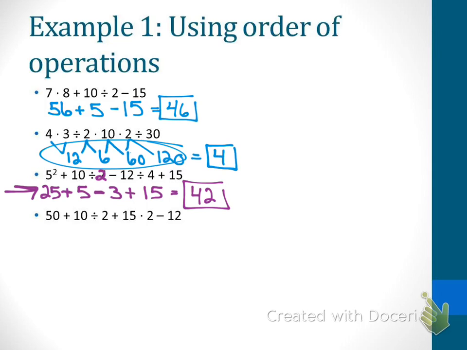Walk me through it. What do I do first? What do I do first, guys? Just tell me. Divide 10 divided by 2 to get 5. 15 times 2 to get 30. Now I fill in the rest. 50 plus 5 plus 30 minus 12. All right, so we have 85 minus 12, which is 73. 73. If you got it wrong, do you see where you went wrong? Yes, no, do you see where you went wrong? Yeah. All right, moving on.